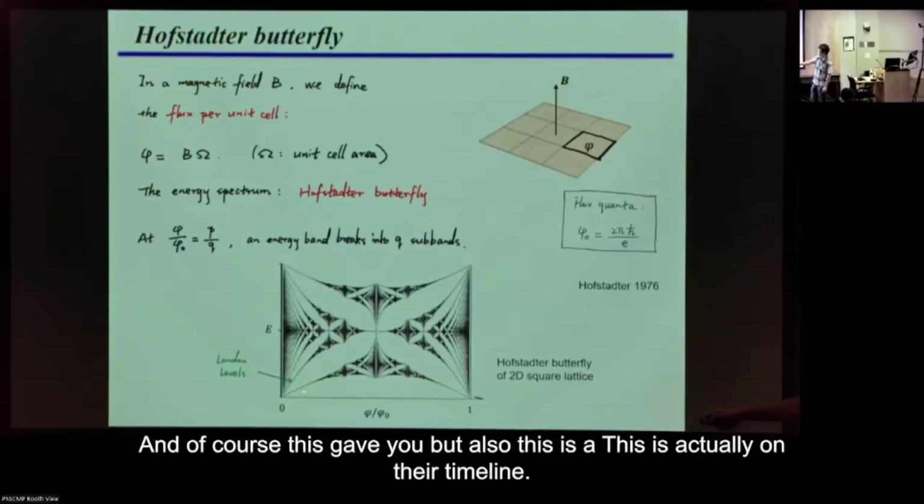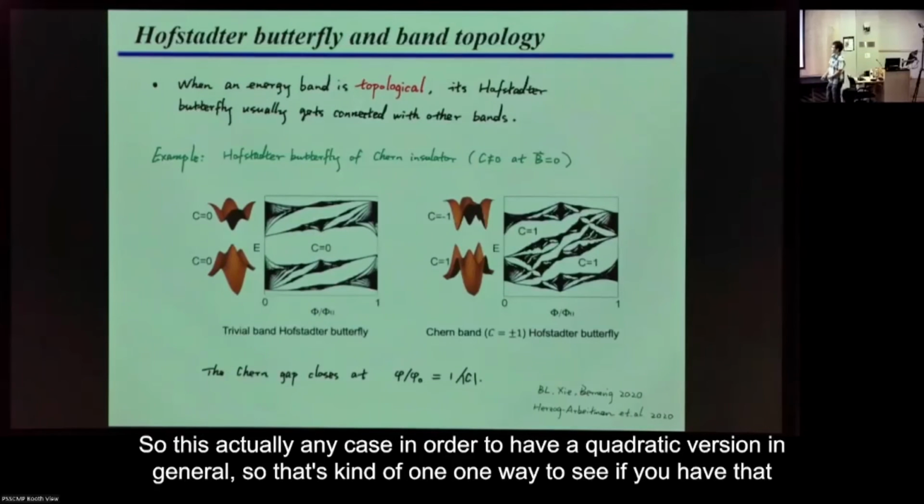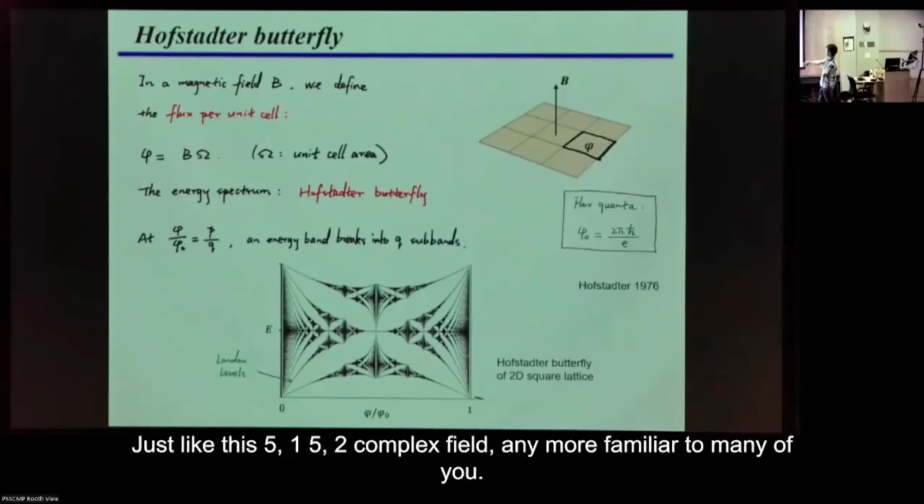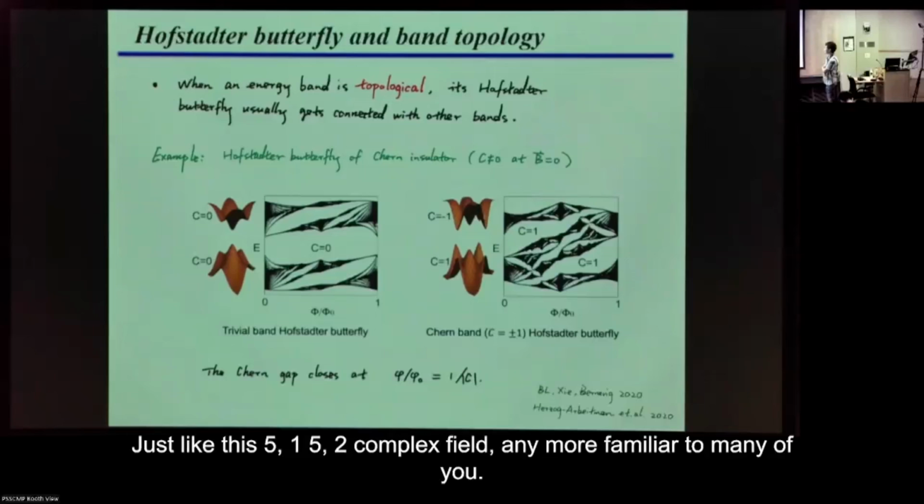So in the small B field limit, these are just the Landau levels, which we understand, but at large fields, they break up into many more bands. In general, if the flux is a rational number p over q, with co-prime numbers, then an energy band will break into q subbands. So yeah, that's basically the introduction of Hofstadter. But the interesting thing is that the Hofstadter butterfly has some relation with the band topology. So yeah, this is a trivial example. This model is trivial. It doesn't have a topological number in the band.